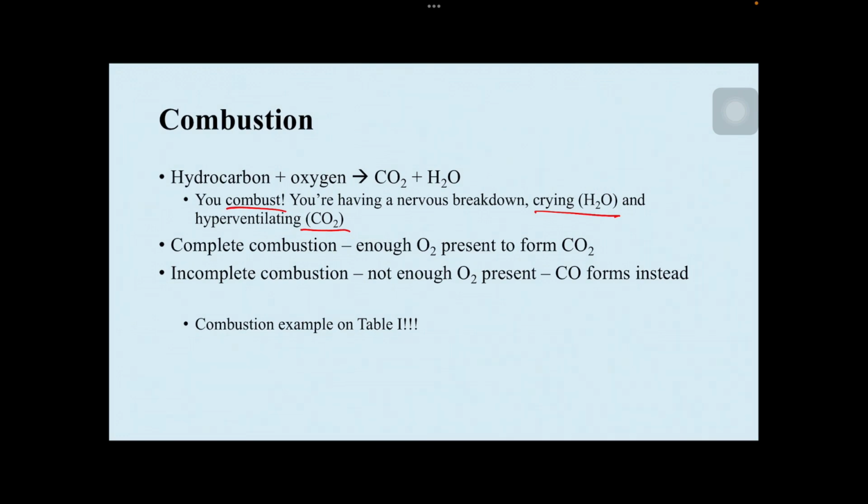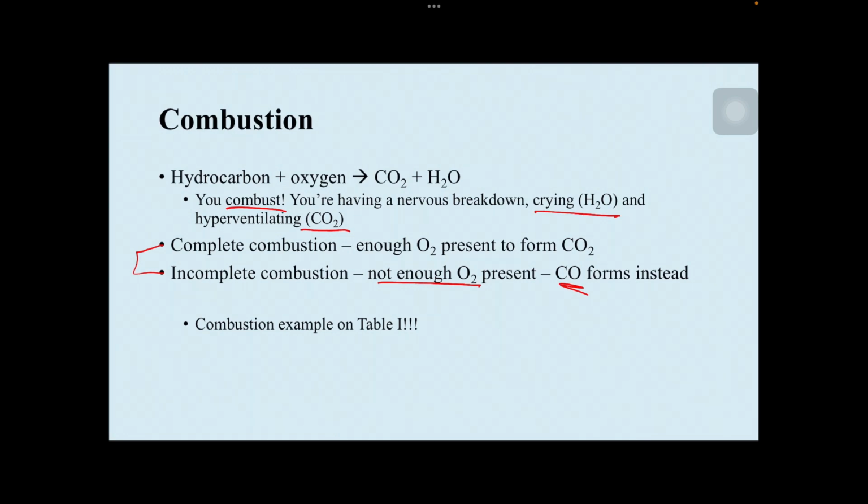Those are always going to be the products. There's two different types of combustion: complete combustion and incomplete combustion. Complete combustion will happen if you're in an open system and there's enough oxygen around to get that hydrocarbon to fully break down, so you get carbon dioxide. If you're in a closed system that has a limited amount of oxygen present, instead you're going to get carbon monoxide. That's what happens in a car engine.